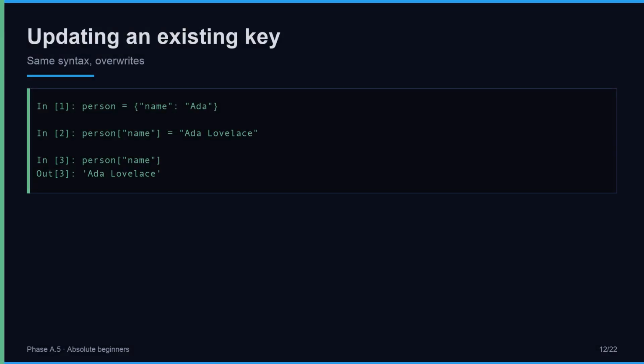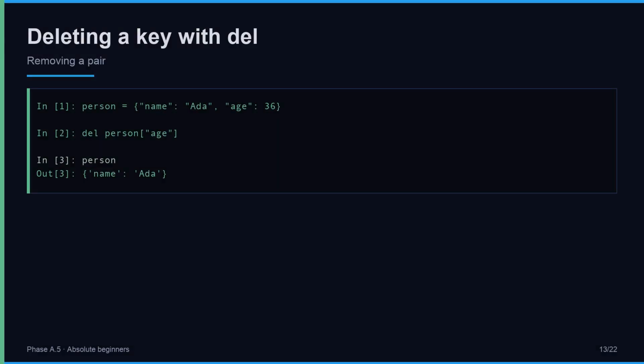What if the key already exists? Assignment overwrites the old value. person["name"] equals Ada Lovelace, and now the name key points to the new string, Ada Lovelace. The old value is gone. Adding a new key and updating an existing one use the exact same syntax, square brackets and equals. Python decides, if the key is new, add it, if the key exists, replace its value. Same move, new value.